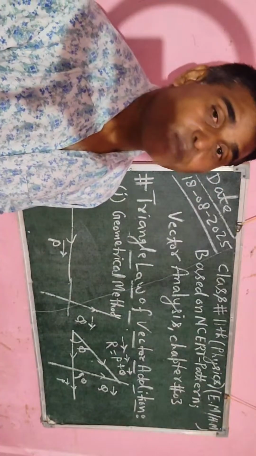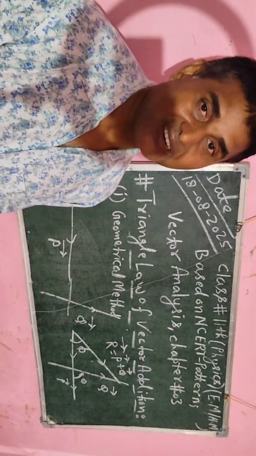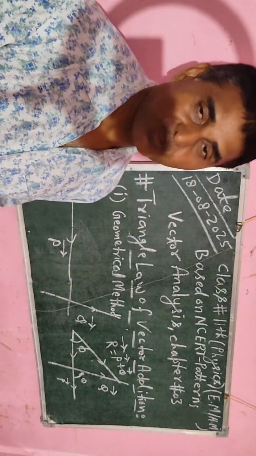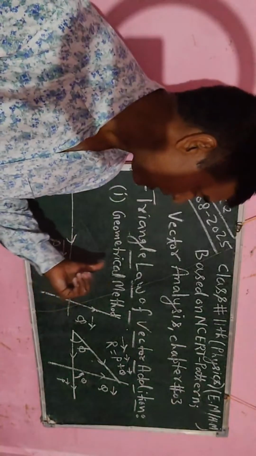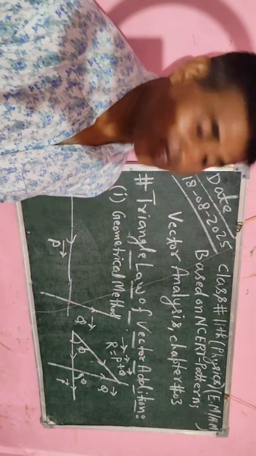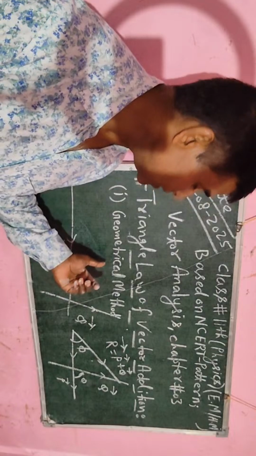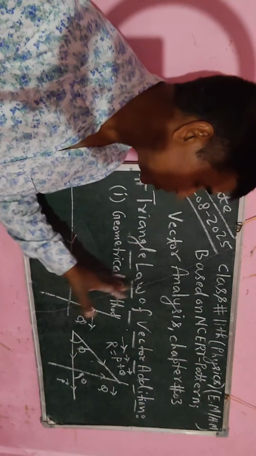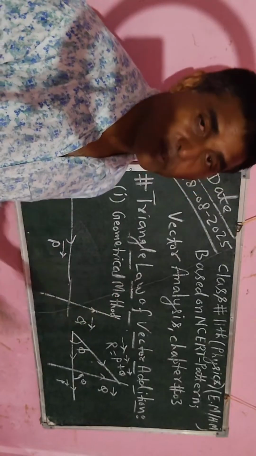Triangle law of vector addition there are two types, and both types we have to know in detail, because if student will understand it, so any question if student will get, so already those student will solve the numericals very easily. Okay, some questions which will be asked in the competitive exam, so those questions can be solved with the help of this method.